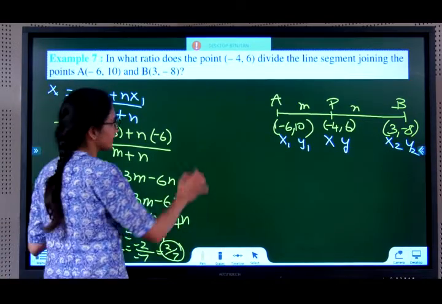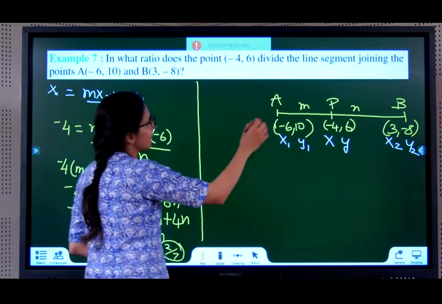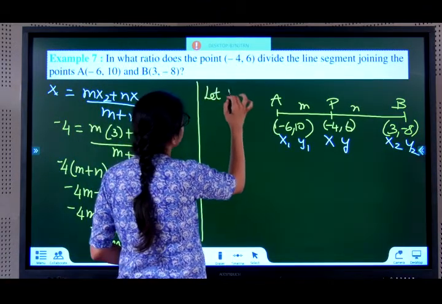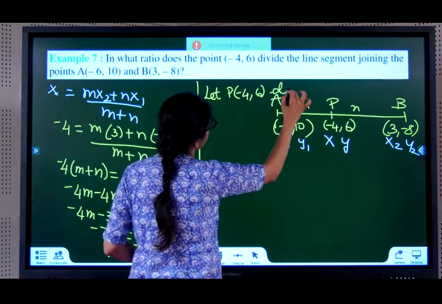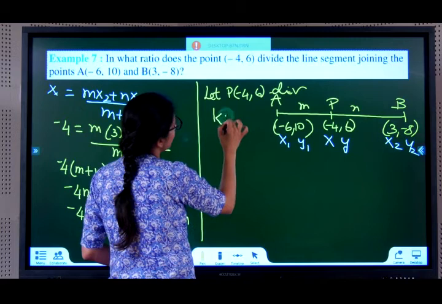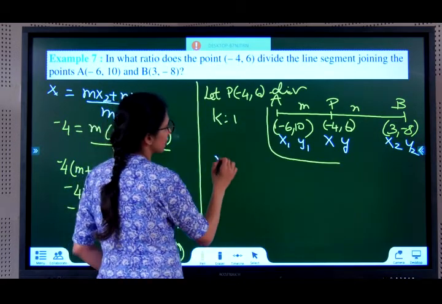Let's see if you find this easier. If you don't, you can follow the earlier method always. Instead of taking m is to n, write one statement saying let P of minus 4 comma 6 divide the line segment in the ratio of k is to 1. So we're going to use the k is to 1 formula.